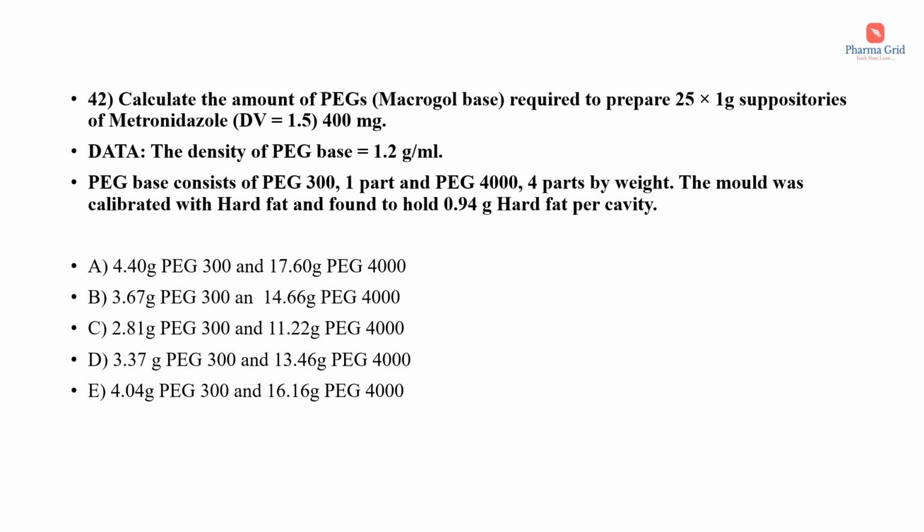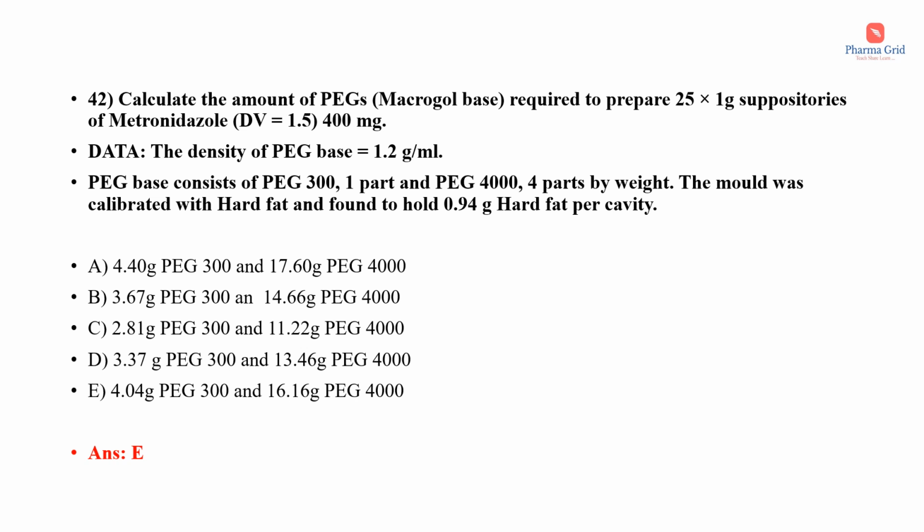So how will we do this calculation? Here also we need to find out the amount of macrogol base required. We can use the same formula that we have used in the previous question. And here we need to prepare 25 into 1 gram suppositories. The displacement value is 1.5 and the dose is given as 400 milligram. An additional point is that the PEG base consists of two parts, PEG 300 1 part and PEG 4000 4 parts by weight. Here the answer is option A, that is 4.04 gram PEG 300 and 16.16 gram PEG 4000.